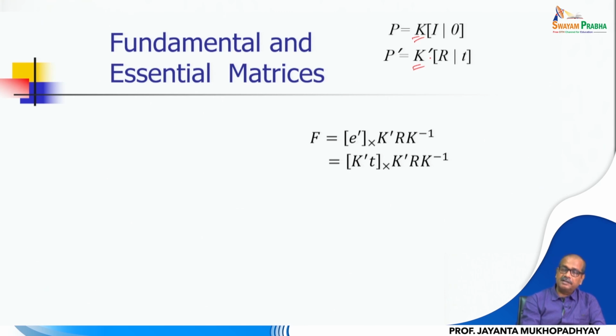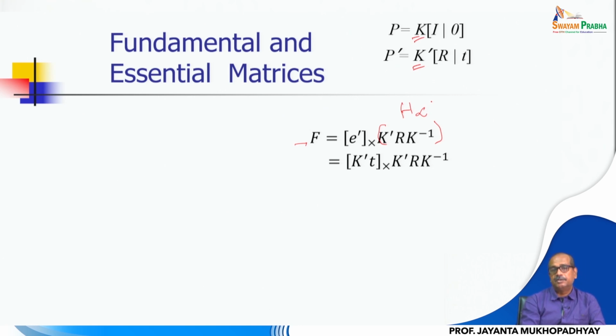So for that, the fundamental matrix will become the essential matrix. First, let us consider the expression of the fundamental matrix. We have seen that the fundamental matrix can be defined as E prime cross, which is the cross product operation equivalent, into K prime R K inverse, which is actually the plane induced homography.